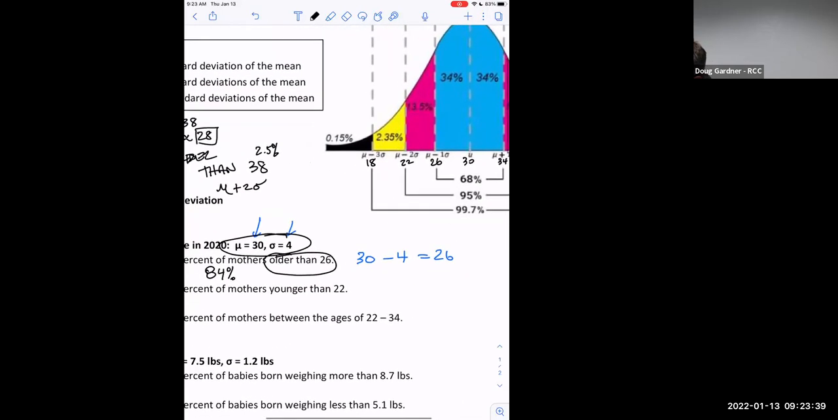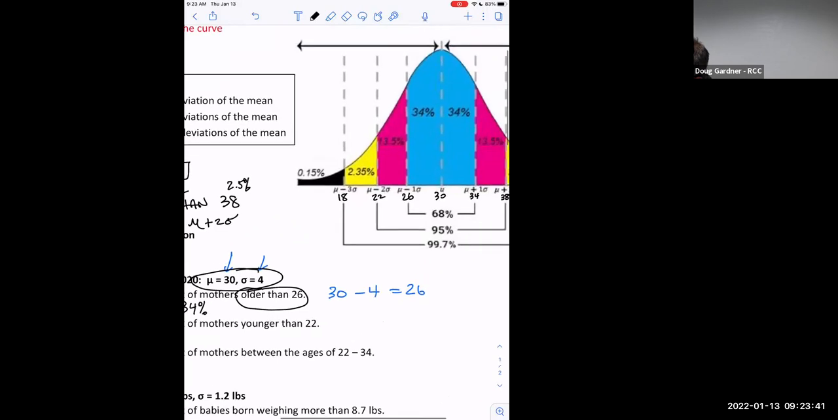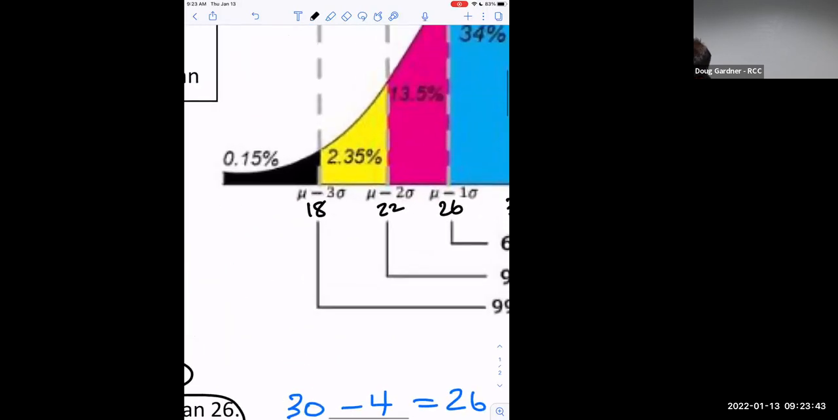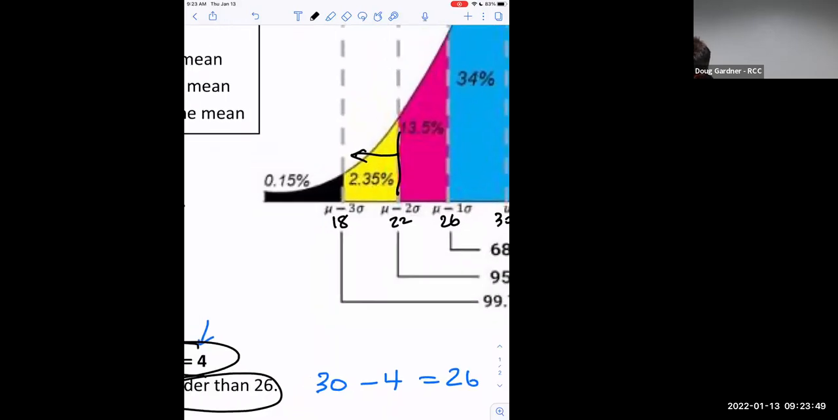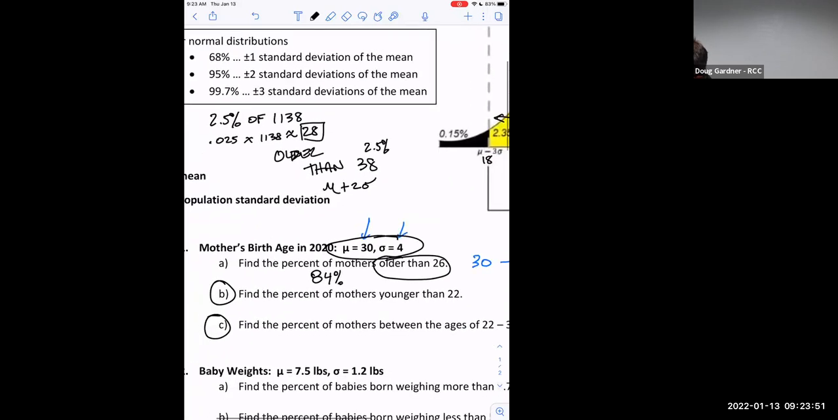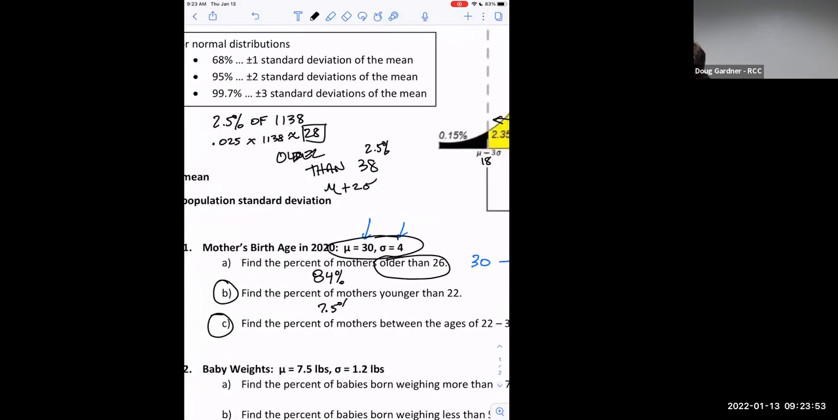So now when these questions say, what percent of mothers are younger than 22? Notice I can say, there's 22. And so what percent is that way? 2.35 plus 0.15. That's the same answer we had a minute ago. That's 2.5%. Again, that would mean in this particular hospital, that'd be 28 patients that would be young mothers, so to speak. 22 makes them young.